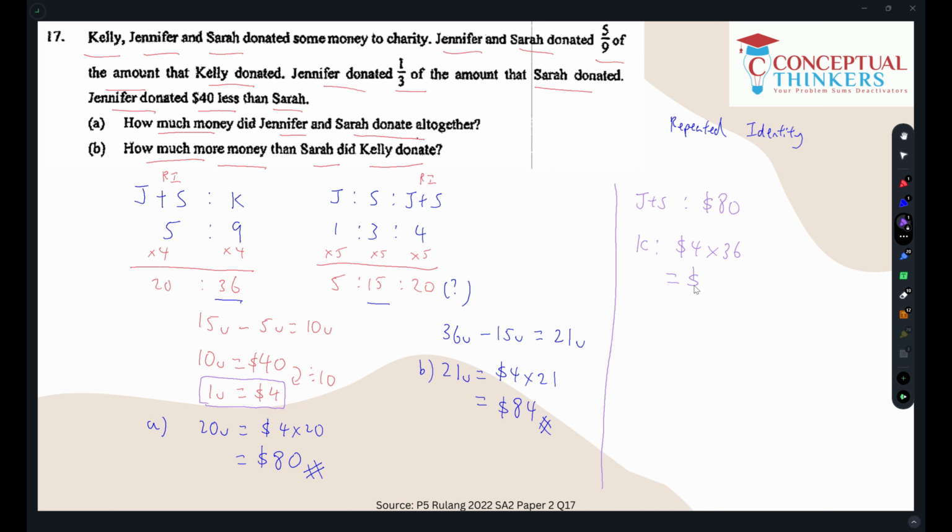So this will give me, if I multiply, I can use my calculator to do some checking. So I take 36 times 4. So I'm going to get $144. Okay, so next I'm going to do a comparison with my value. So 80 is to 144. So I'm going to simplify this. So how to simplify? It's actually pretty easy. What you do is you use your calculator and press 80 divided by 144. So this will actually give you the ratio.